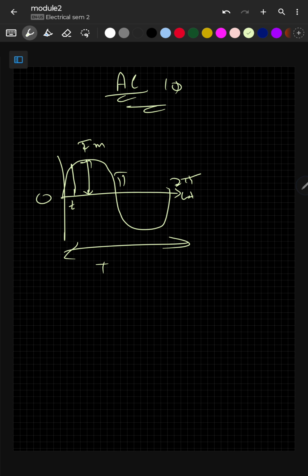Now I'll explain all the terms. How a single phase AC is generated: when the coil is rotated between the magnets, it generates an EMF. The EMF is alternating in nature and is sent to the load. That is simply what you can remember. It's not that important. The main things I'm explaining right now.